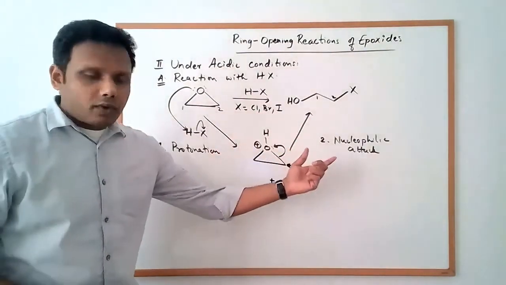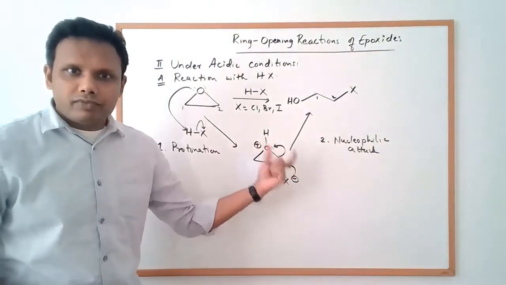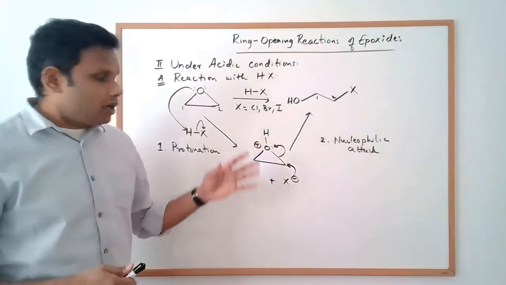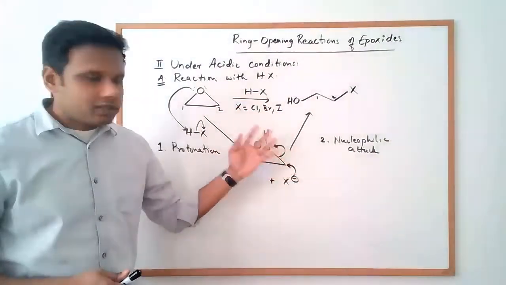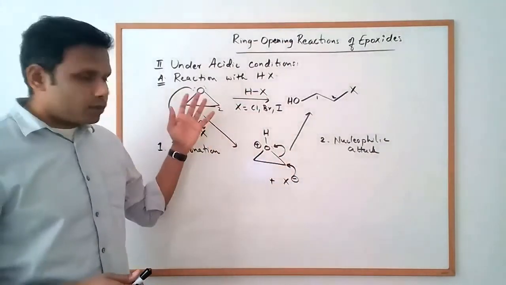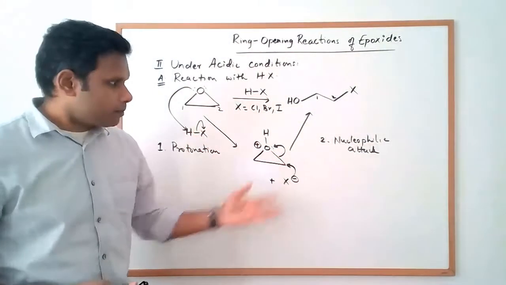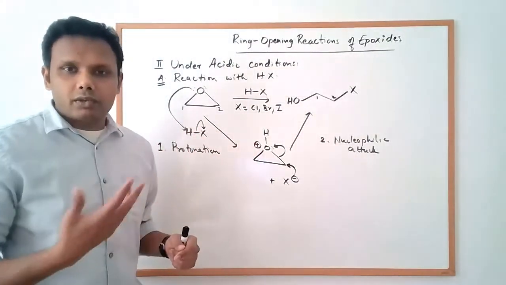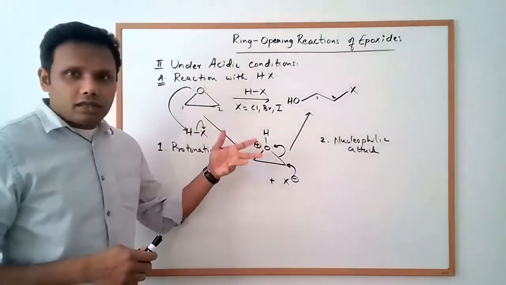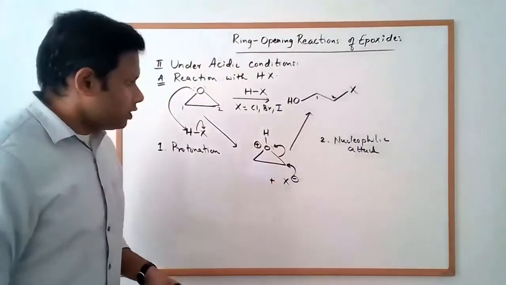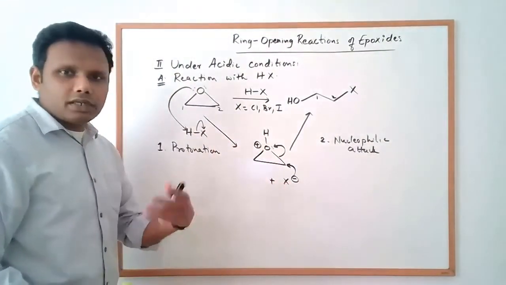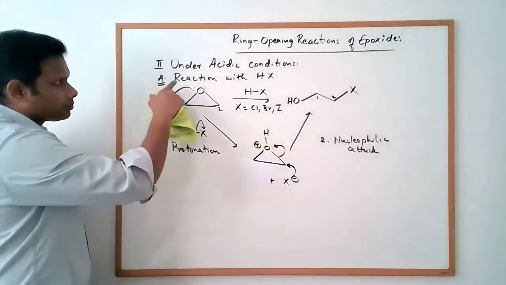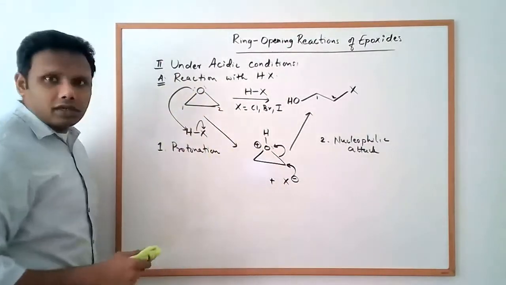So the sequence of events seems to be flipped here compared to the attack under basic conditions. In that particular case, the nucleophile attacks first and then the protonation happens. Here, the protonation happens first and then the nucleophile attacks. Now, this is not a universal mechanism though, when the epoxide is ring opening under acidic conditions. We'll see in some of the subsequent examples that we're going to see an extra step happen. So it really depends on the reagent and how the reaction is going, okay? So this was the first case where you reacted an epoxide with a hydrogen halide.